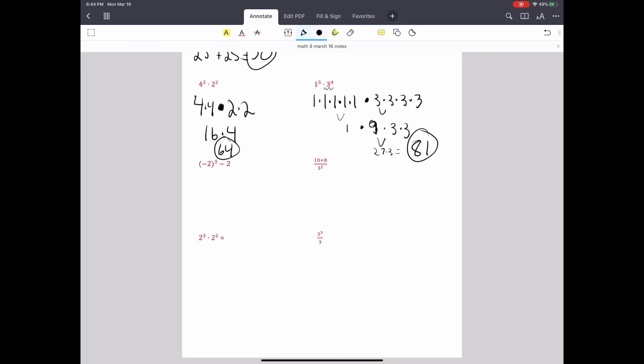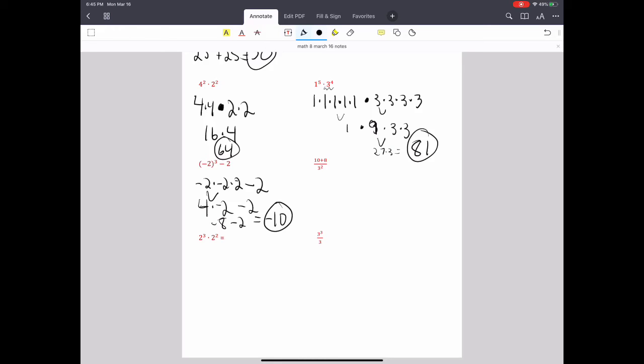This one, negative 2 cubed, so negative 2 times negative 2 times negative 2 minus 2. Be careful here. That's going to be 4 times negative 2 minus 2, negative 8 minus 2, which is negative 10.